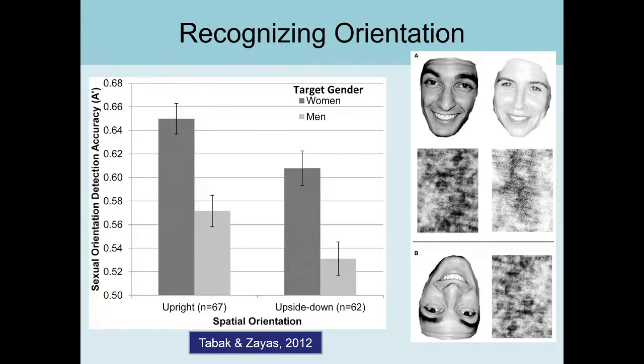Here's what we see: upright is on the left-hand side, upside down faces are on the right-hand side. The target gender, so the face that was being judged, was either female, that's the dark gray, or male, that's the light gray. And on the y-axis, you see the sexual orientation detection accuracy. Sexual orientation was determined by things that were in the person's profile, so their personal declaration of what their sexual orientation was determined to be the correct answer.